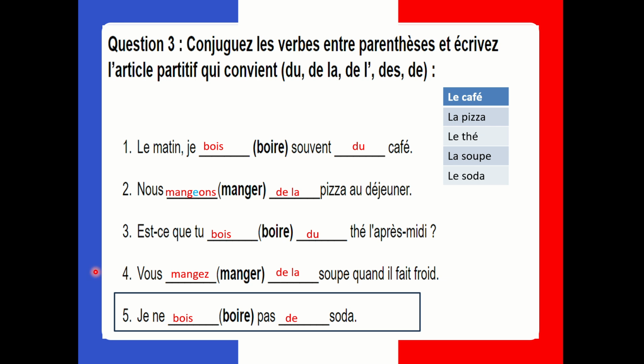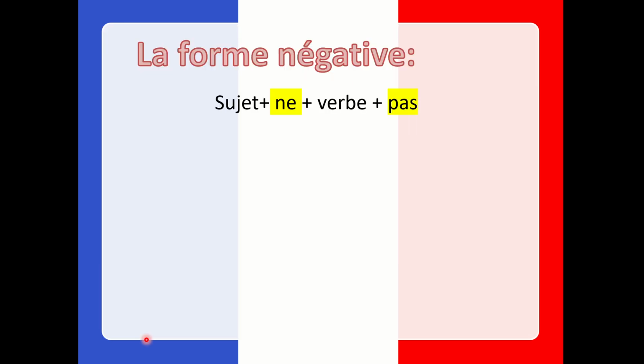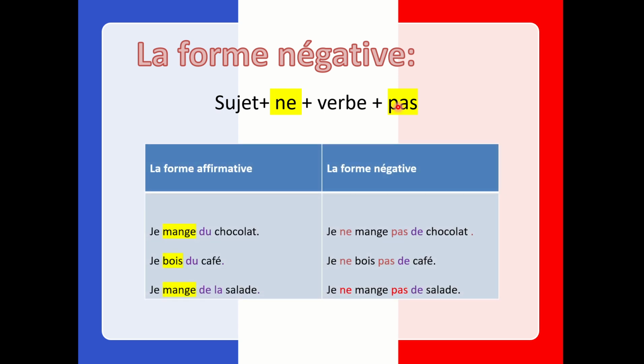Moving from the sentence to the lesson of la forme négative, the negative form. What is special about la forme négative? If you can see here, it's highlighted. The form of la forme négative, how it's formed: we have le sujet, the subject or the personal pronoun, plus, before the verb I put ne, and after the verb I put pas. I will show you examples. This is la forme affirmative, which is a regular sentence, okay, and la forme négative. I want to say that I eat chocolate. Je mange du chocolat.